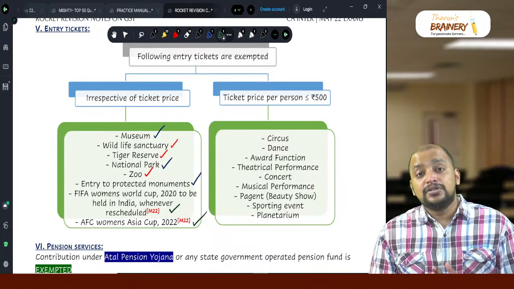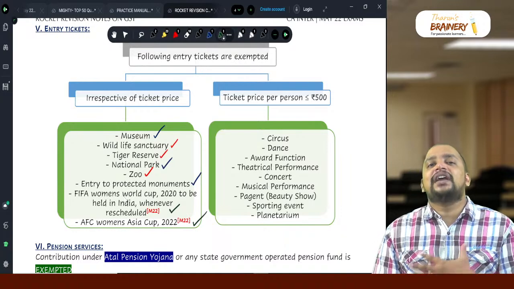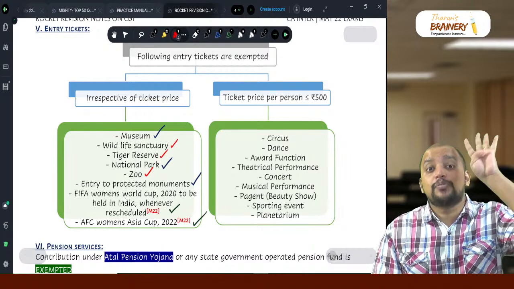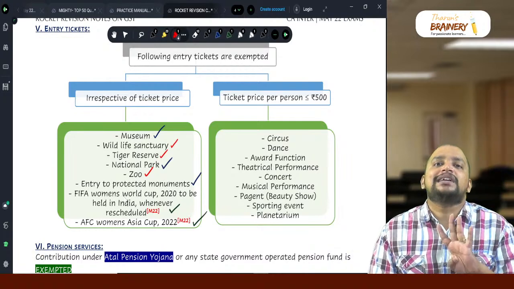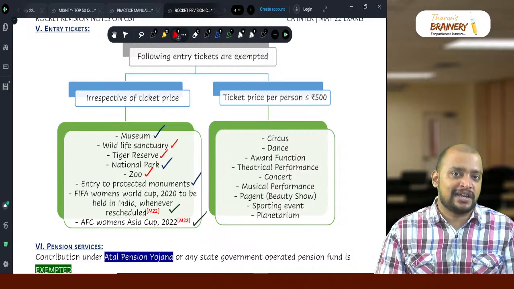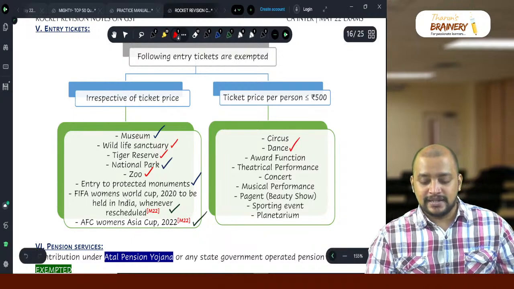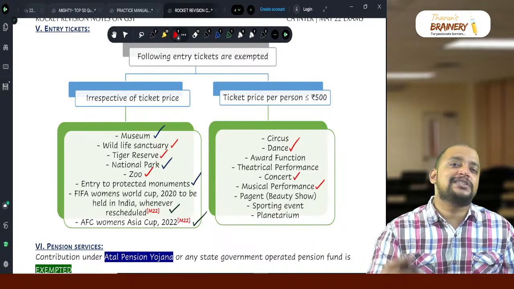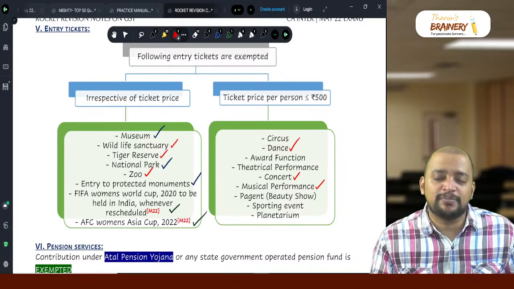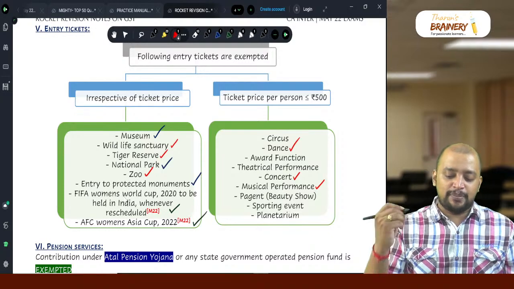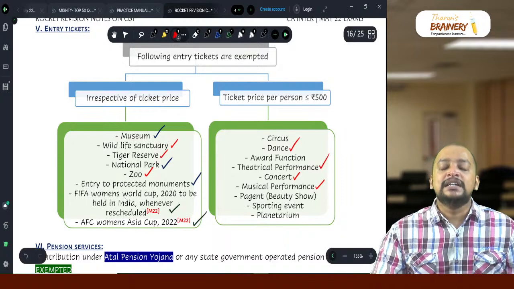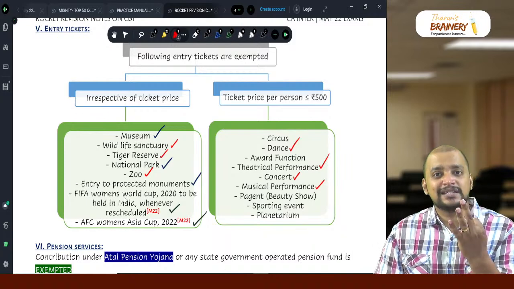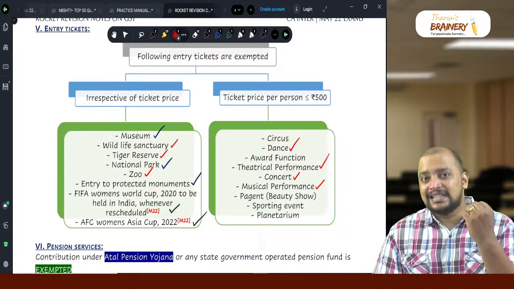Then next, if the ticket price does not exceed 500, it is exempted. What is that? Remember, performance-related entry tickets: dance, musical performance, concert. The difference between musical performance and concert is that when a single person is giving a musical performance, it is known as a concert. Then theatrical performance, that is drama, stage show, etc. So four tickets related to performance: dance, musical performance, concert, theatrical performance.